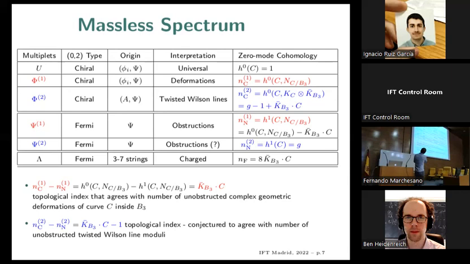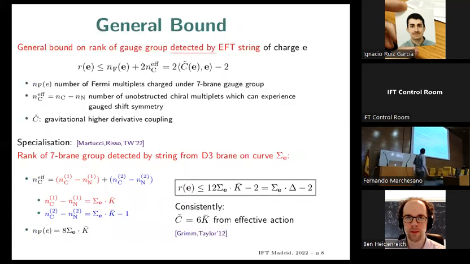Whereas the difference of numbers of chiral multiplets of the blue type, also given by a topological index, is conjectured by us to agree with the number of unobstructed twisted Wilson moduli. So naively, one might think that only the chiral multiplets give the moduli, but there will be obstructions because one has so little supersymmetry. And we claim that these are the correct numbers that count this. Why is this important? This is important because these differences now enter the actual bounds on the rank.